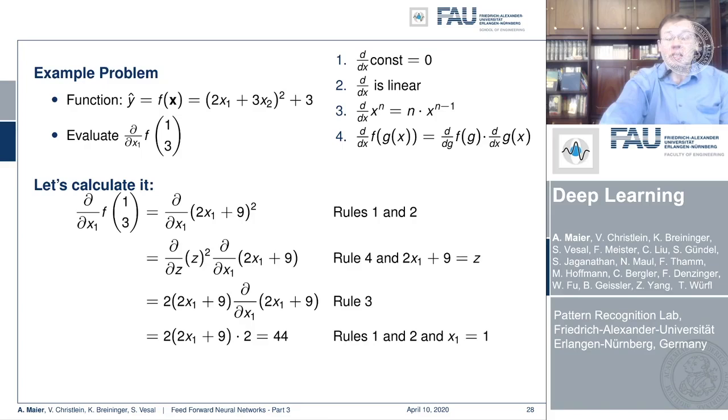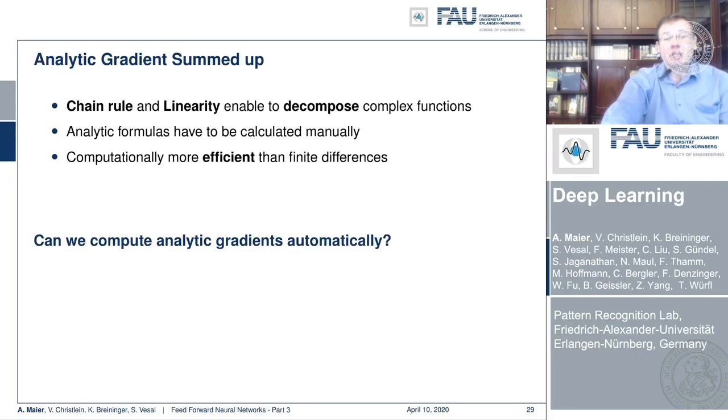And in our numerical implementation that we evaluated previously, we were at 43.999. So we were pretty close. But of course, the analytic gradient is more accurate. Now the question is, can we do this automatically? And of course the answer is yes. We use those rules, chain rule and linearity, to decompose the complex functions of the neural network. And we don't do that manually, but we do it completely automatically in the backpropagation algorithm. And this is going to be more computationally efficient than finite differences.